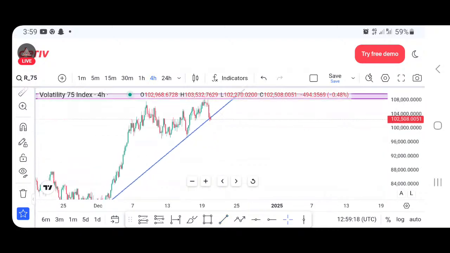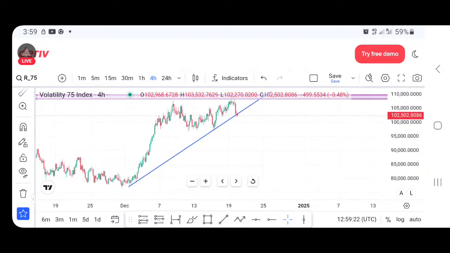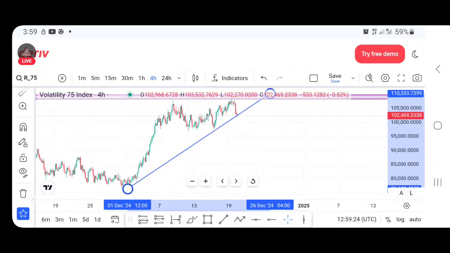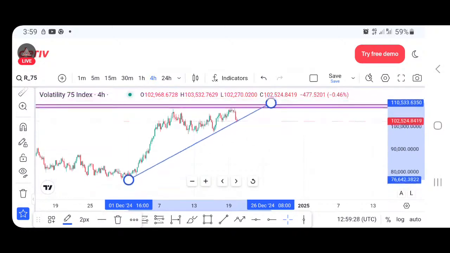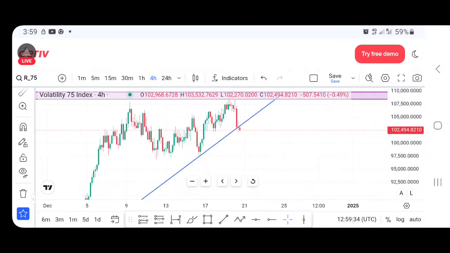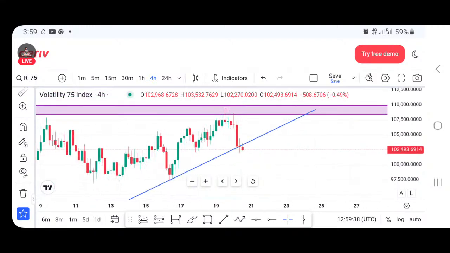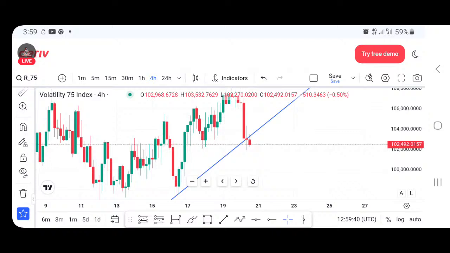You can see our trend line is now broken. Our trend line is broken in H4. They have broken it. This is so amazing. That's what I told you yesterday. You can see that our trend line is now broken. So when this trend line is broken, you can see that the market is now moving downwards.